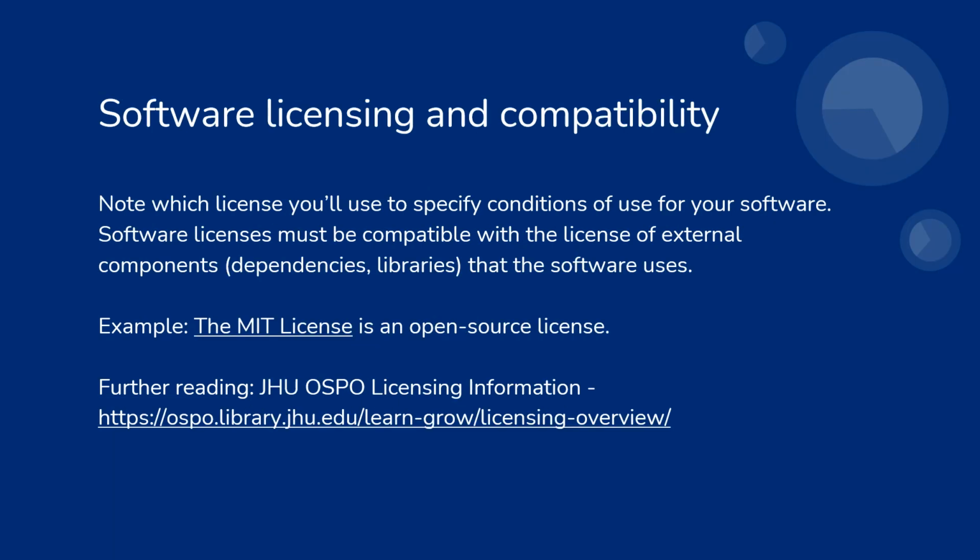The final element in our subset is software licensing and compatibility. In your repository, note which license you'll use to specify conditions of use for your software. Software licenses must be compatible with the licenses of external components, such as dependencies and libraries that the software uses. The MIT license is an example of an open source license. Follow the link to the JHU OSPO to learn more about open source licensing.